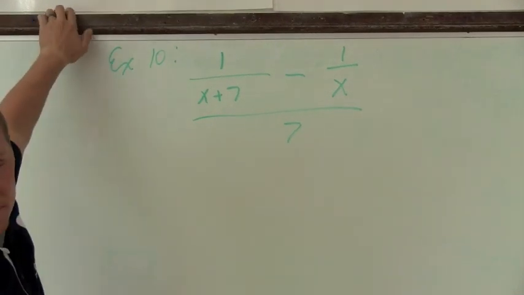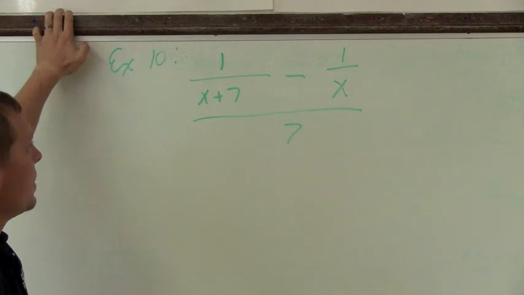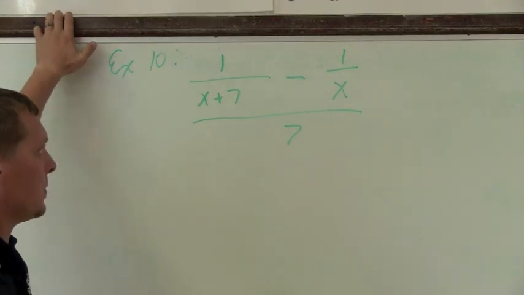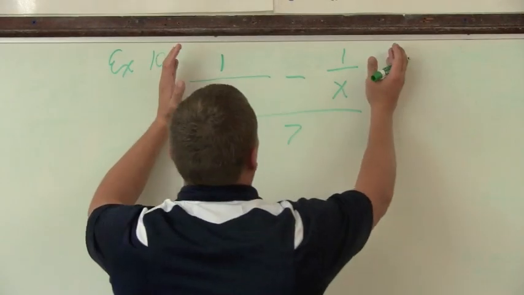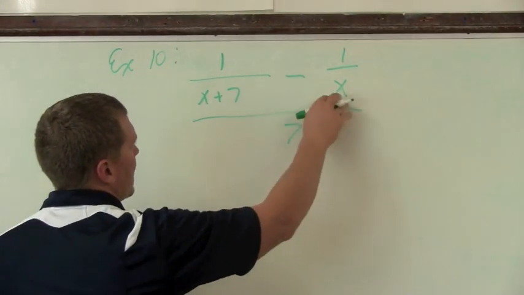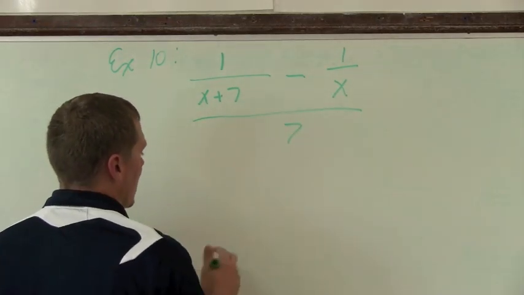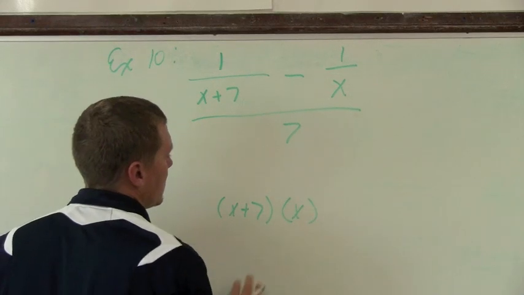Number 10, simplifying a complex rational expression. We have 1 over x plus 7 minus 1 over x, all over 7. What we need to do first is combine our numerator together. To do that, we have to have a common denominator to be able to subtract. Our common denominator is going to be x plus 7 times x.